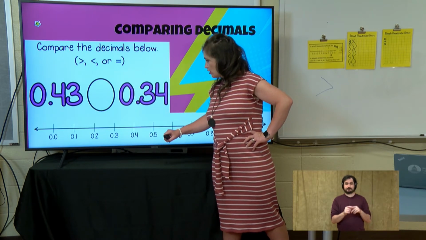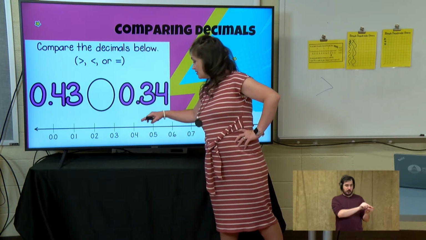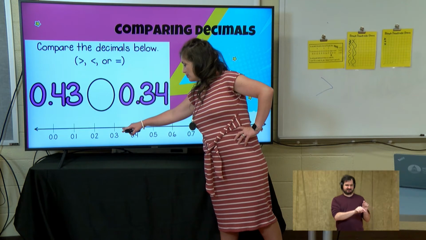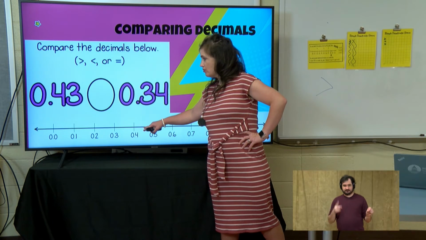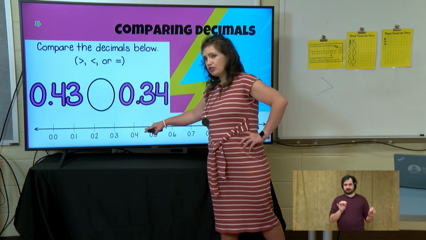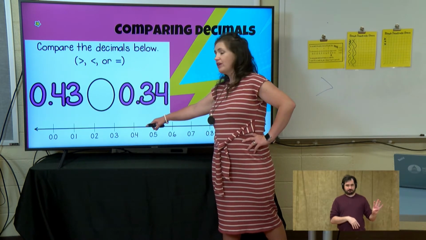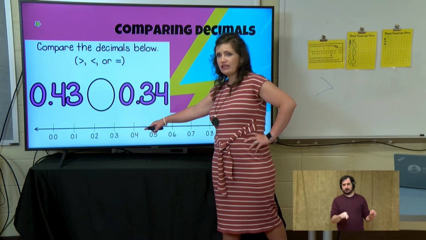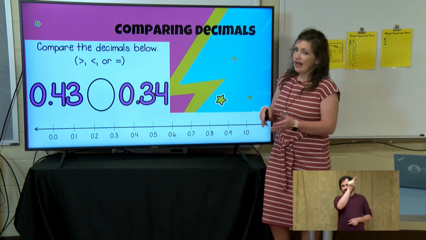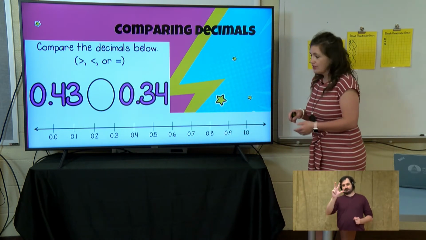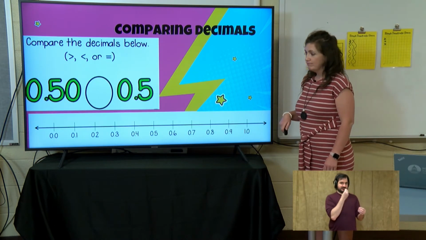Then we have 34/100ths. We would find our 3/10. Remember that 3 is in the tenths place. So we would go 4 little jumps past our 3/10. So 34/100ths would be right here. 43/100ths would be right here. So since 43/100ths is past 34/100ths, and it's further down the number line, we know that it's what? Greater than or less than 34/100ths? Greater than. Very good. So that alligator mouth would be open to 43/100ths.